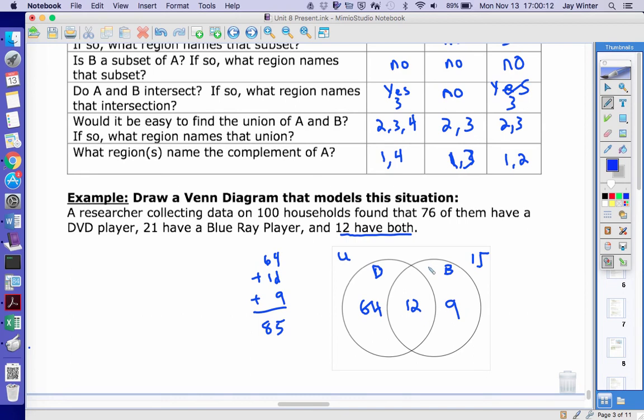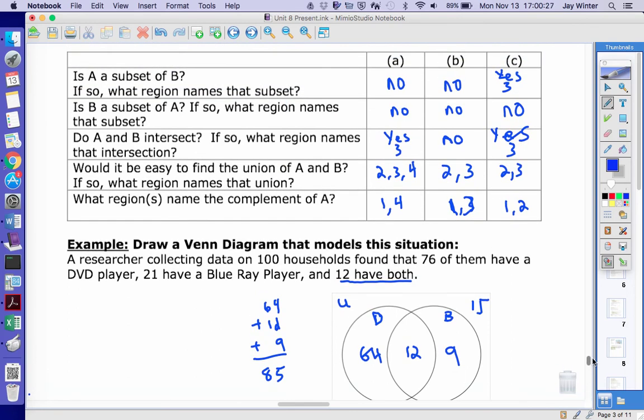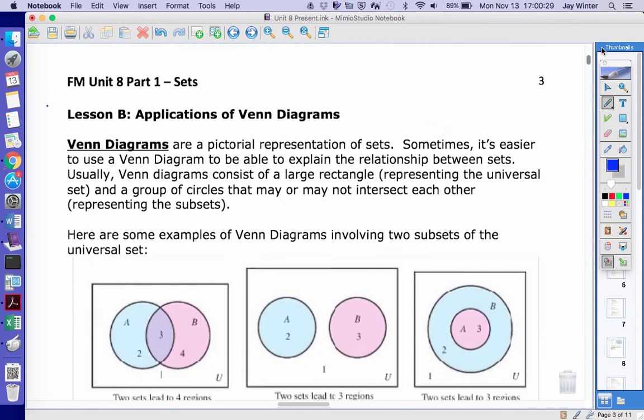And I'm going to put that number 15 out here in the universal set, but not in any one of those circles. That way it's something I can look at later and say, oh, okay, 15 households don't have any of the above. All right, so that's a quick intro on that sort of thing.